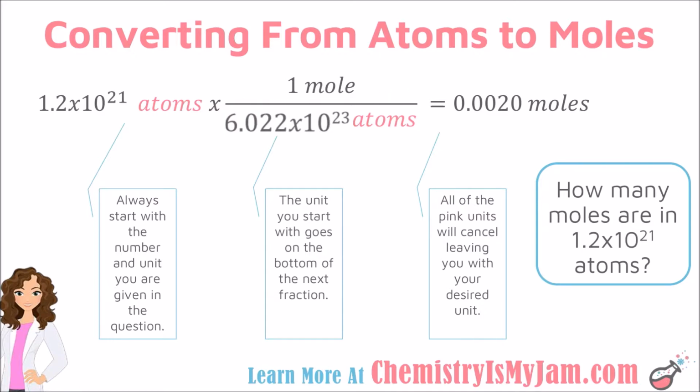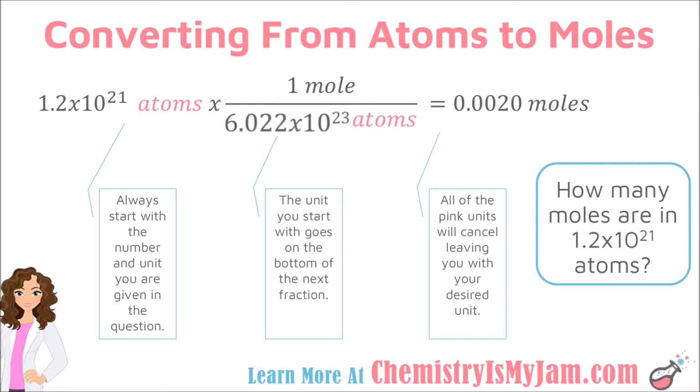Next, focus on the units. You want the unit that you started with to go on the bottom of your fraction. That way it'll cancel out. So on the bottom of my fraction, I have atoms, and I'm going from atoms to moles. There are 6.022 times 10 to the 23rd atoms per 1 mole. This is a conversion factor that could be flipped if I needed it to be, but because I'm starting with atoms, I need atoms to be on the bottom. At this point, you would multiply by anything that's on the top and divide by anything that's on the bottom to get your final answer, 0.0020 moles.